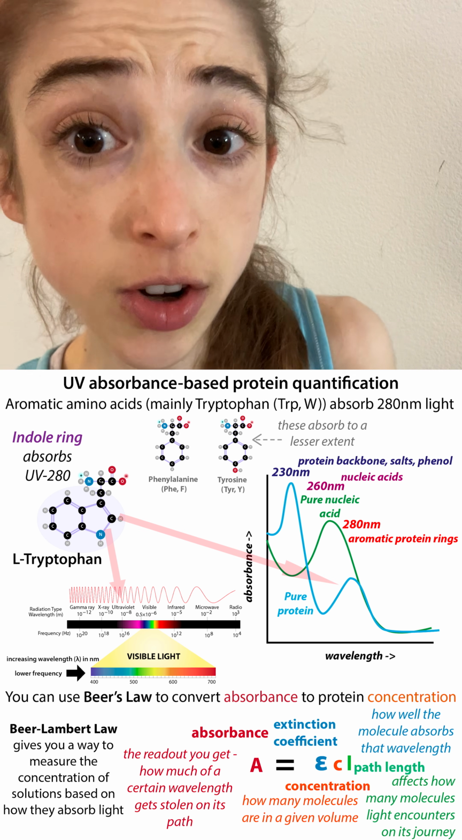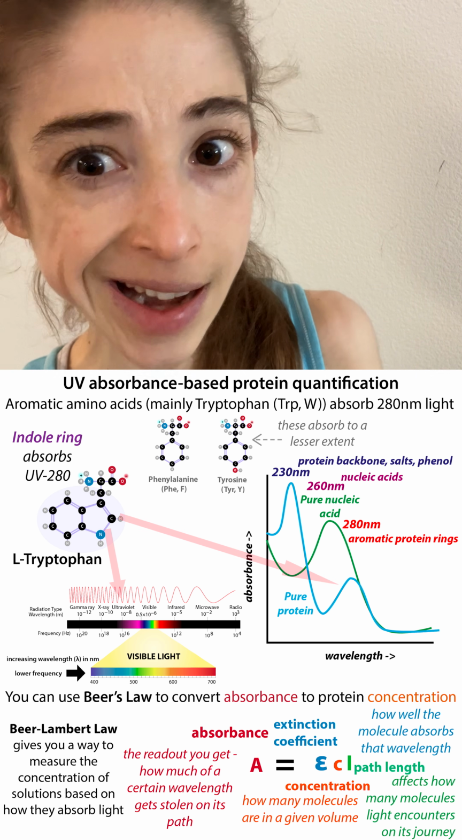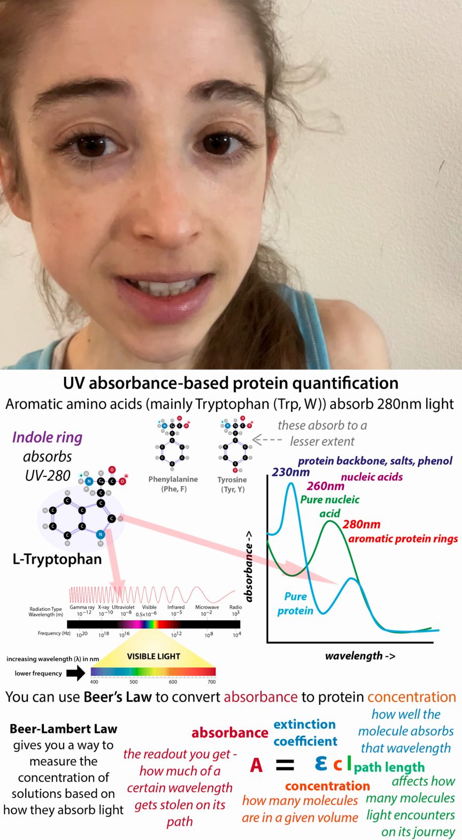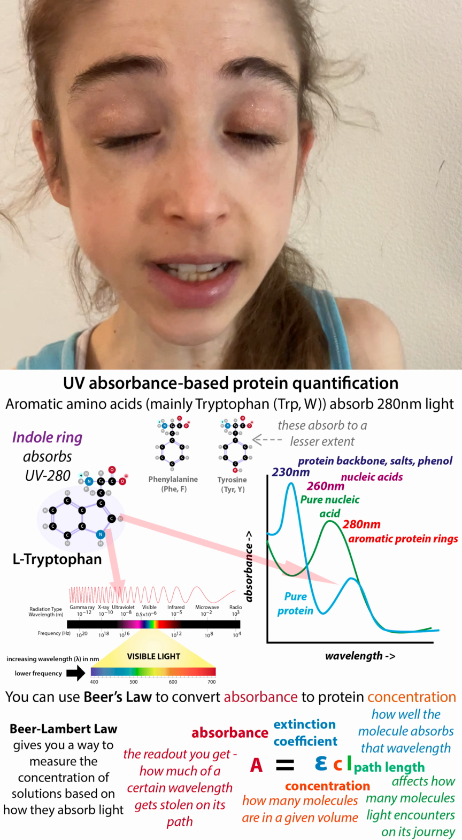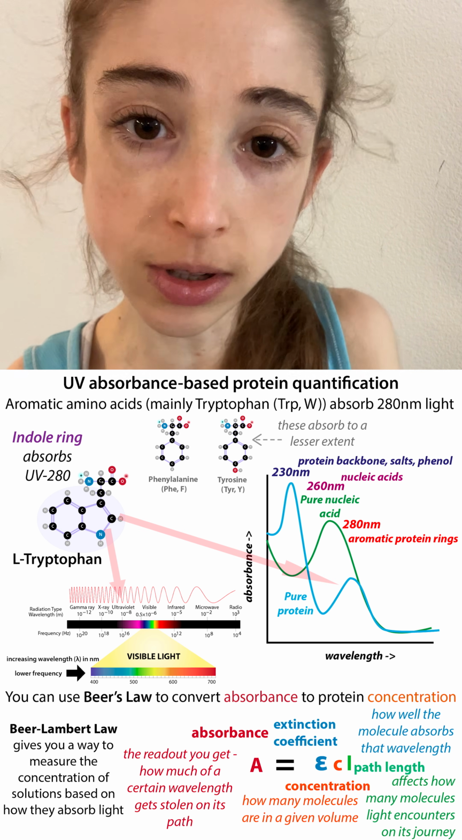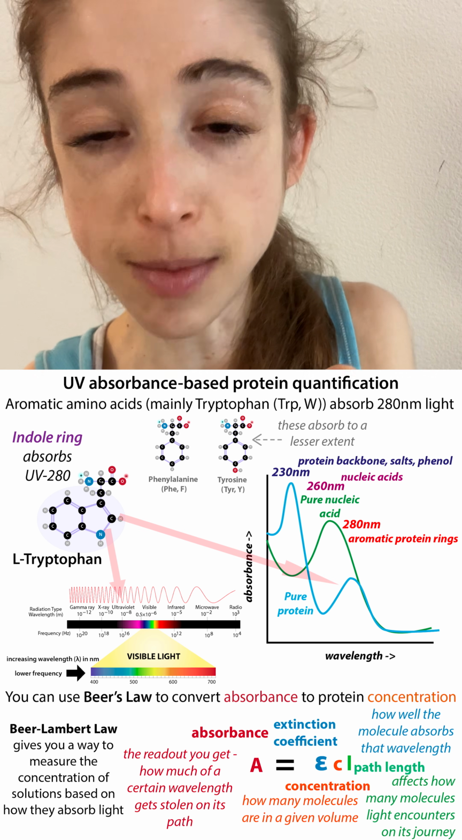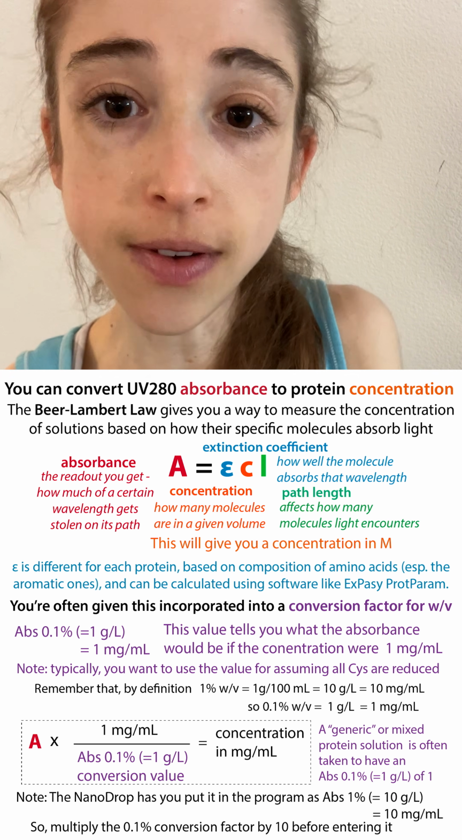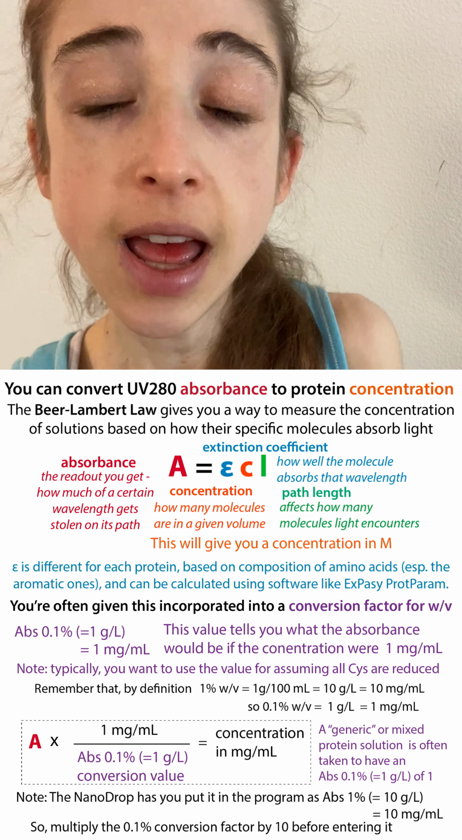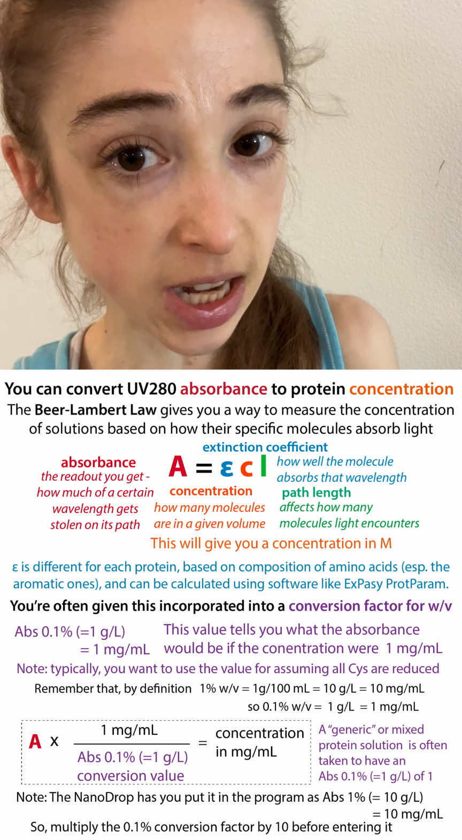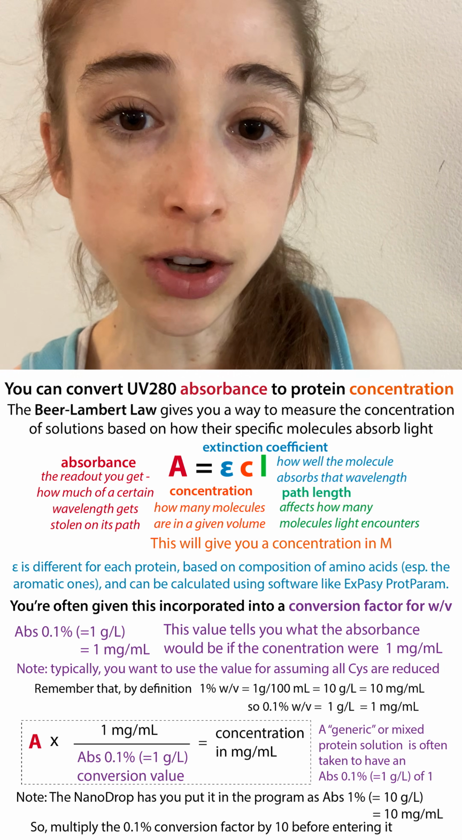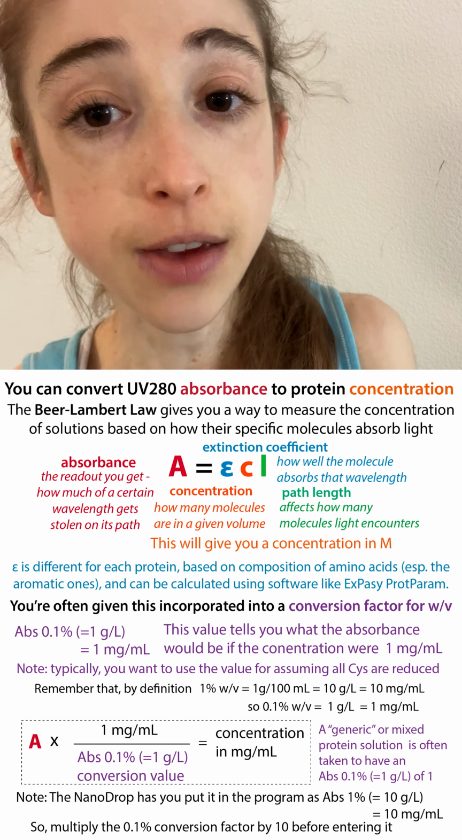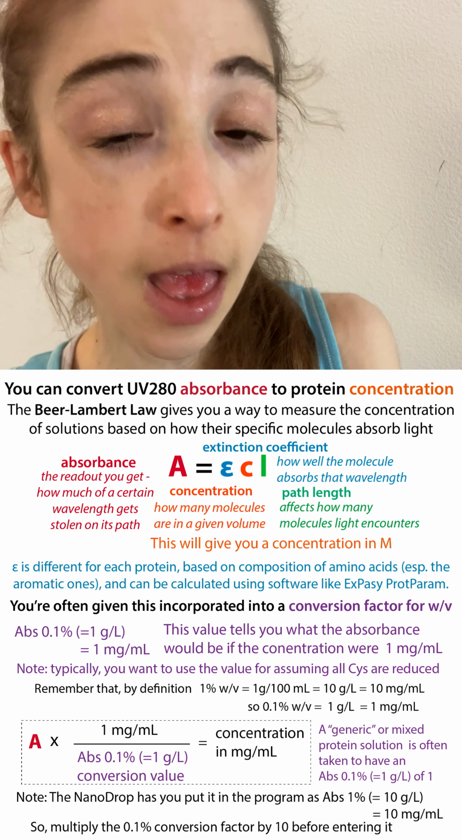Different proteins have different amounts of these aromatic amino acids. So some might have a lot of tryptophan, say, and others not any. And so the proteins that have more tryptophans absorb more light per the same amount of mass of protein. So there's actually a value called the extinction coefficient that you can determine for each protein in order to get an accurate concentration if you have a pure protein.